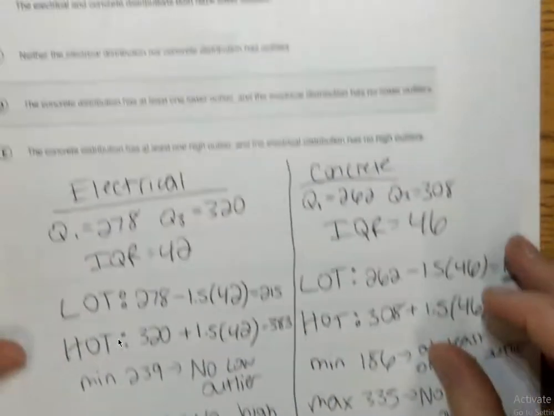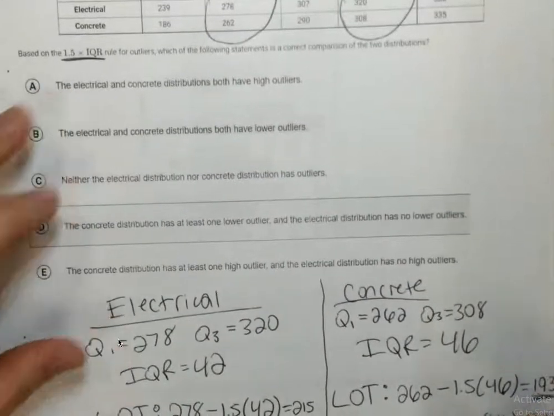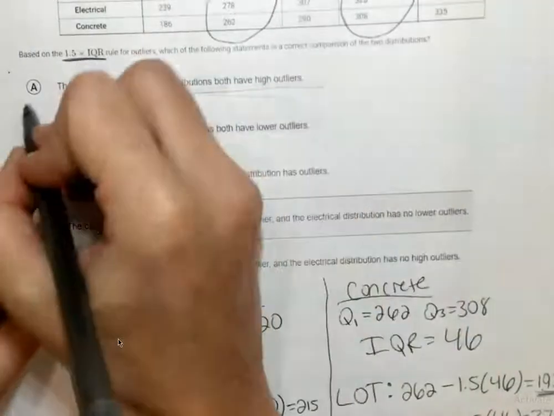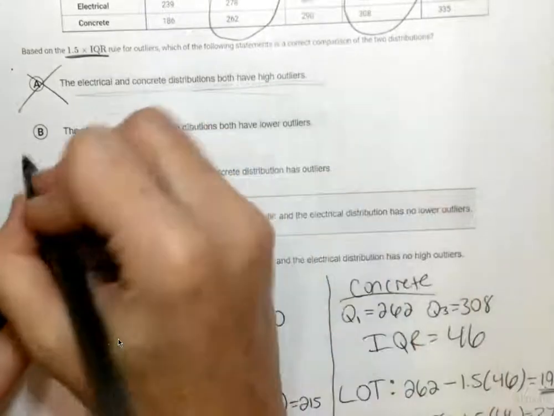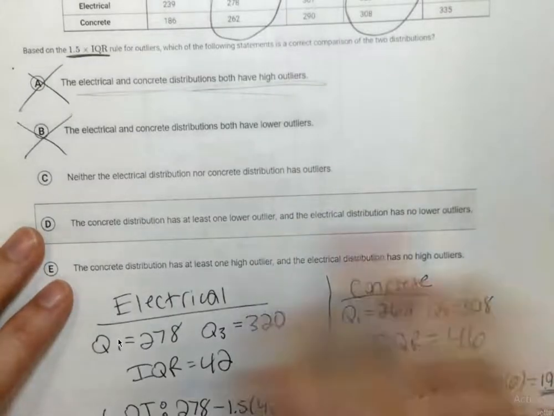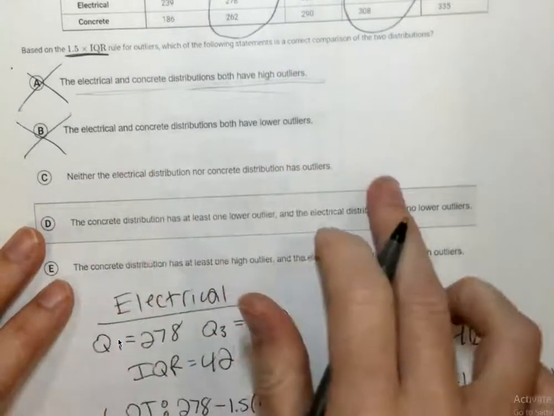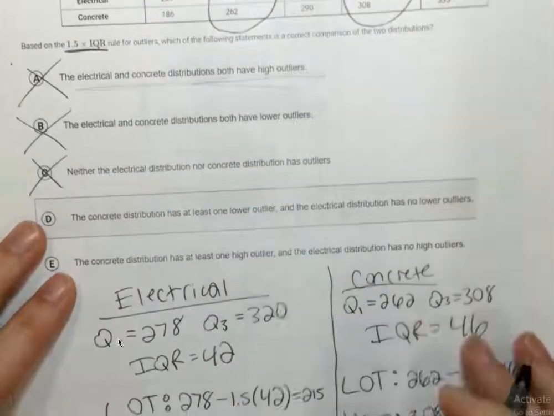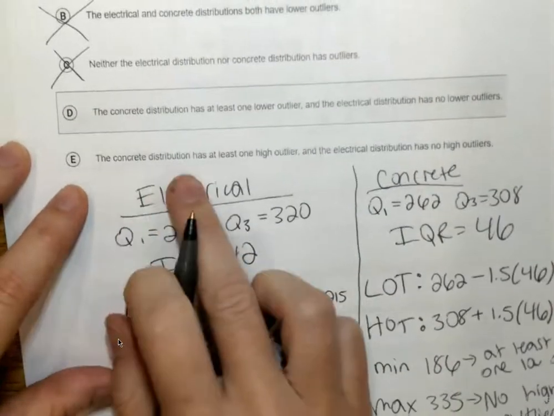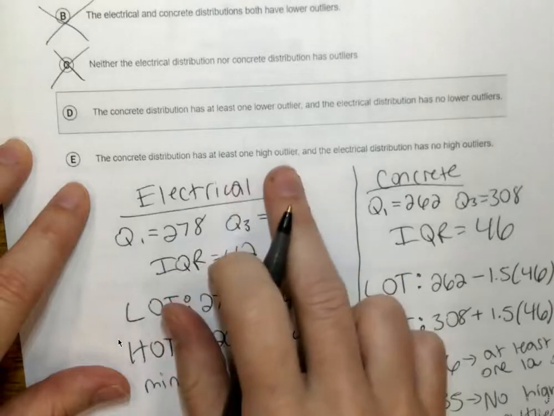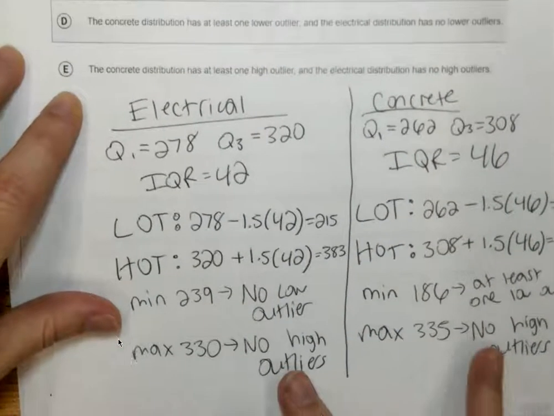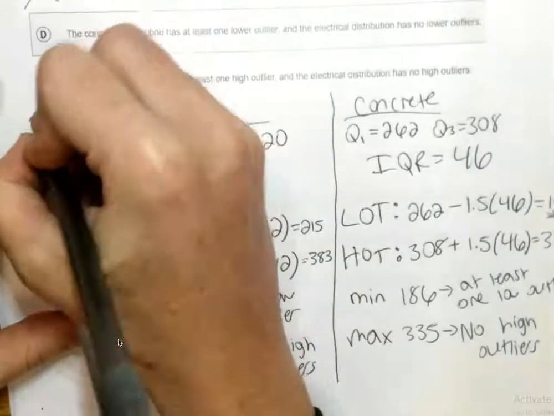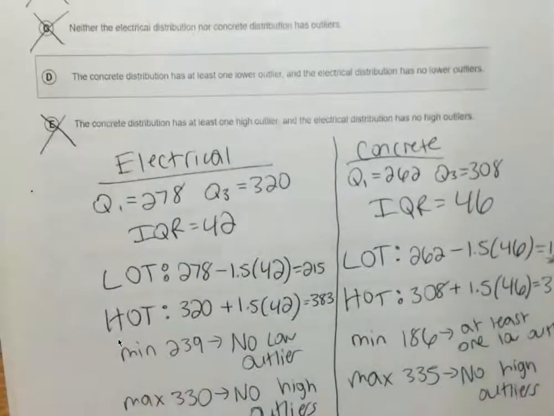So let's go back and look at these. This says they both have high outliers. Nope, none of them have high outliers. This says they both have low outliers. That's not true either. This says they don't have outliers at all. That's not true. And then E says the concrete distribution has at least one high outlier and the electrical has no high outliers. Again, that's not true because they have no high outliers. So D is our correct answer.